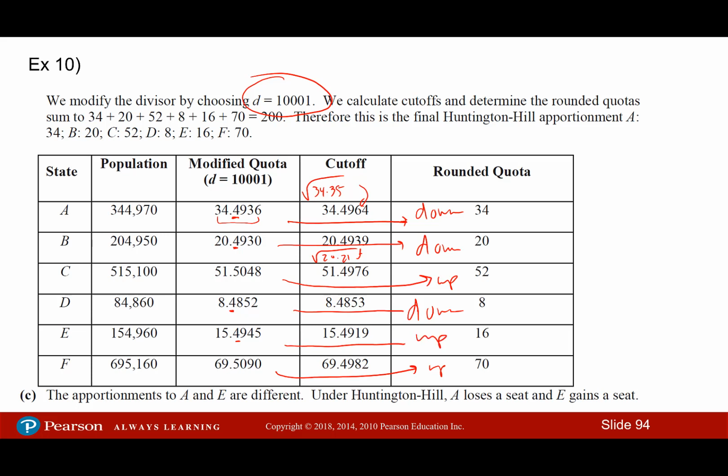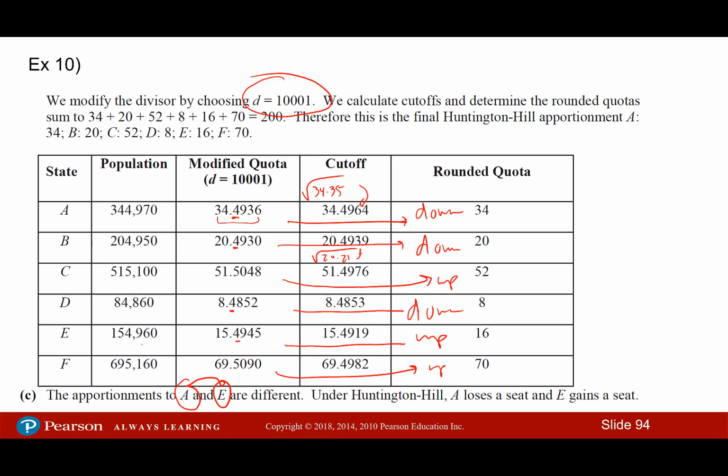And there it is. Let's take a look at this here. So now let's add 34 plus 20 plus 52. It gets you exactly 200. That's perfect. Okay, so there it is. So letter C, how is this method compared to the Webster method? Is that A and E are different. Under the Huntington-Hill, A loses a seat and E gains a seat.